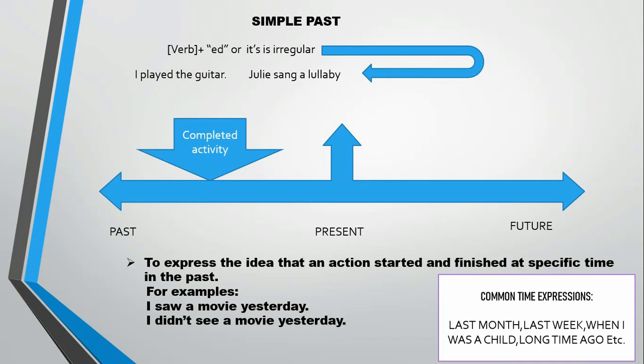Likewise, I didn't see a movie yesterday. Now didn't, or did not, will always take a V1 form of the verb along with it. Yesterday is a time reference that indicates that the action of seeing a movie is already over. Now some common time expressions are given here, which are last month, last week, last year, when I was a child, long time ago, etc.